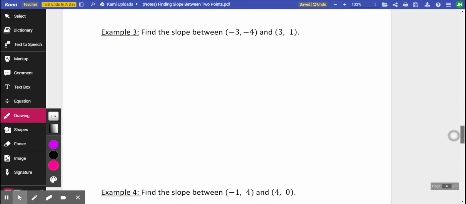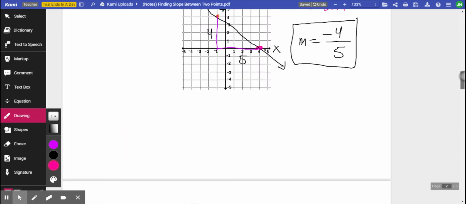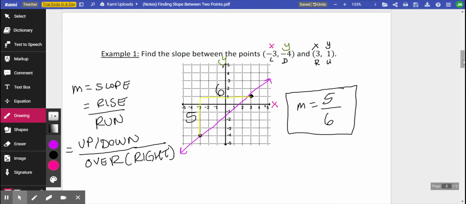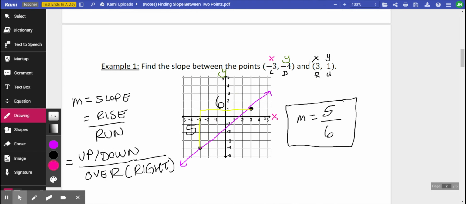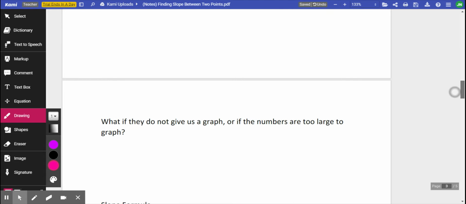So let's say you want to find the slope between these 2 points, right? -3, -4, and 3, 1. Now, why did I pick these 2 points? Because we already did them in example number 1. As you can see from example number 1, we already did the same exact points, -3, -4, and then 3, 1. So we already know the answer. We know the answer should be 5 over 6 from the first example. But now we're going to do this with the formula to see if the formula actually works.